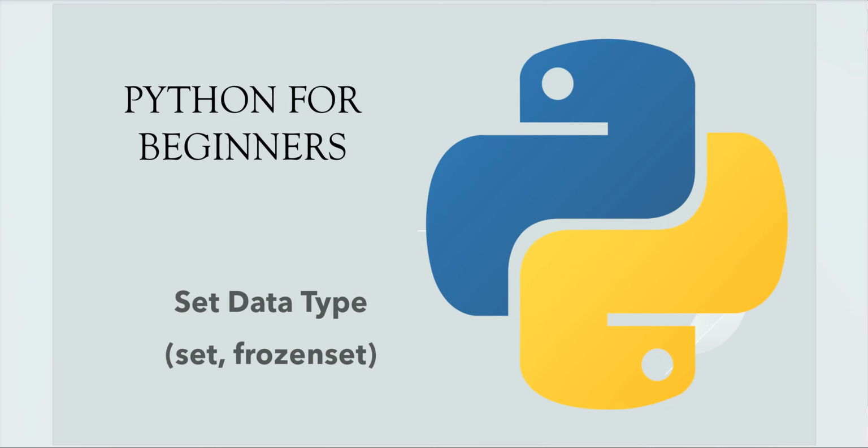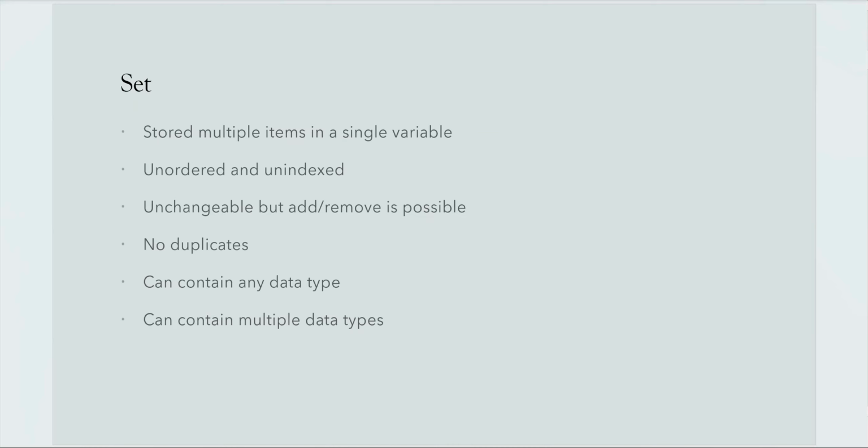Hello everyone, welcome back. So today we will learn about set data types in Python. There are two different types of sets, set and frozen set. So let's have a look at the key properties of these.